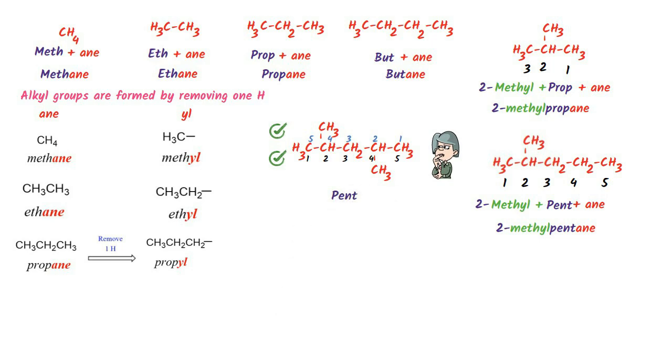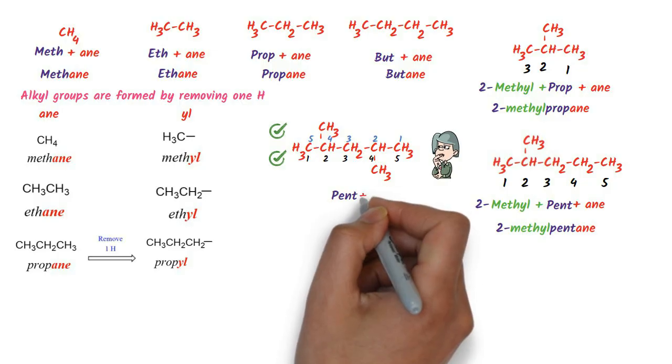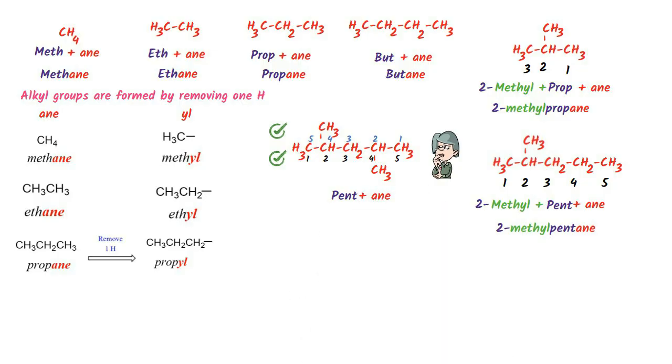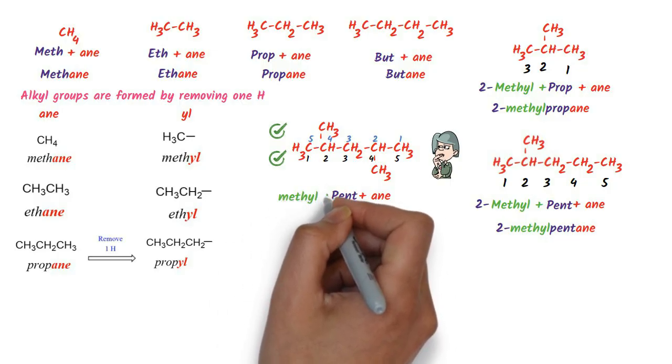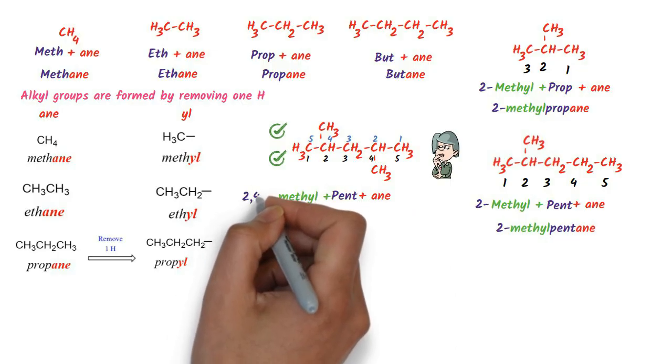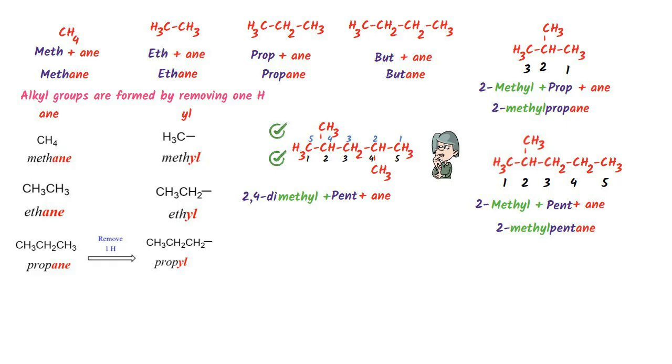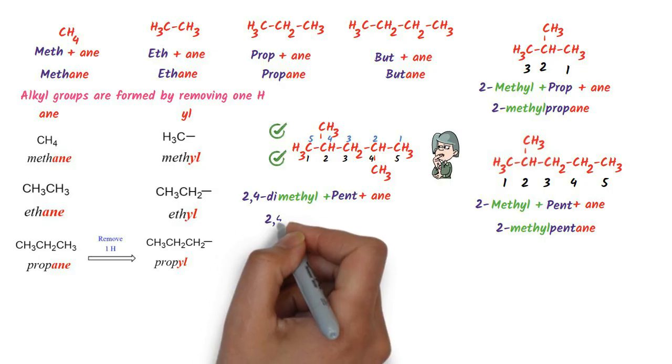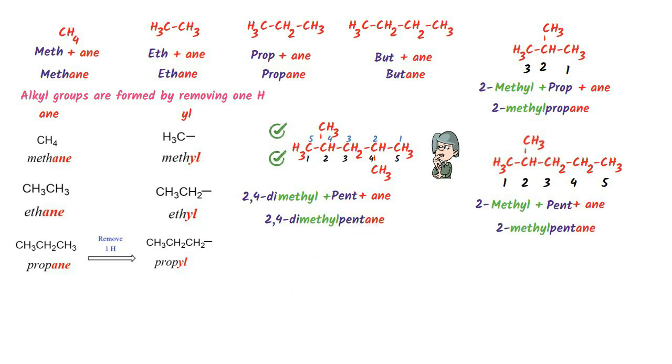Now for a 5-carbon parent chain, the root word is pent. There is no double or triple bond between carbons in the chain, so the suffix ane is used. Now both the substituents are methyl. We mention the location of the substituents, that is, 2 and 4. And we write di for 2 methyls. These numbers are separated by commas. Thus, combining prefix, root word and suffix, the name is 2,4-dimethylpentane.